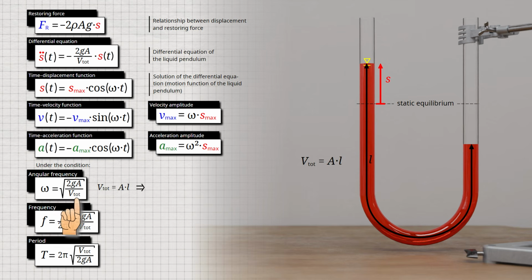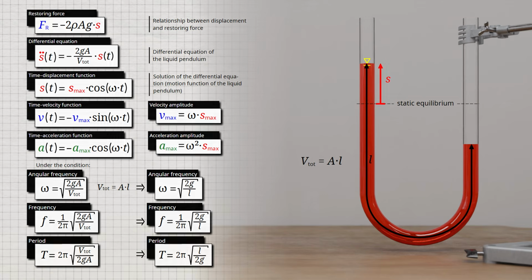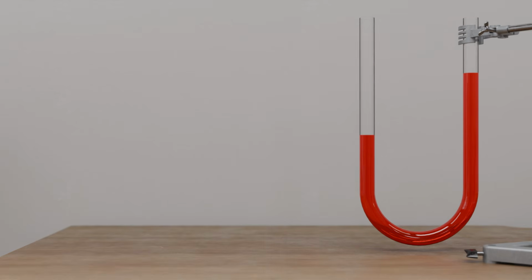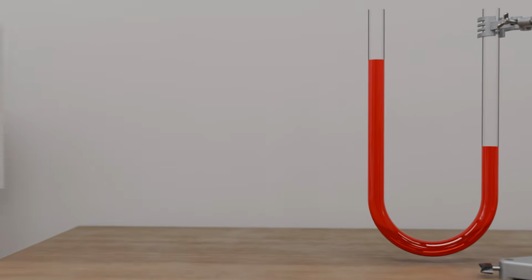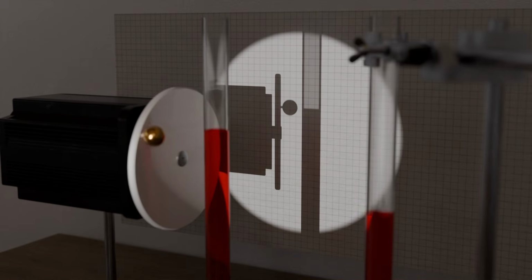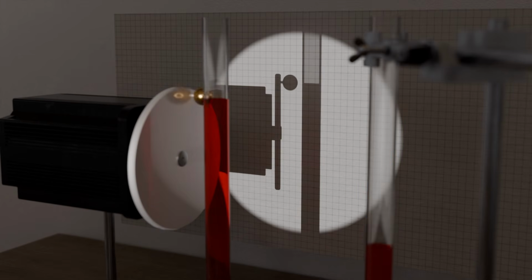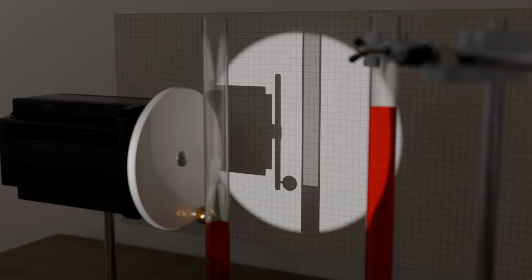By substituting this expression for the liquid volume into the formula for the angular velocity, the cross-sectional area cancels out, showing that the angular velocity depends only on the total length of the liquid column. The same applies to the frequency and the period. Finally, it should be noted that the angular velocity omega is to be interpreted in connection with circular motion, whose projection describes the oscillation of the liquid level. If the angular velocity of a rotating disk is set to the value omega, the projection of this circular motion is synchronized with the motion of the oscillating liquid level.